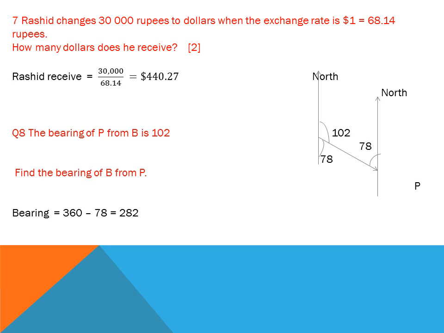Now you should find the bearing from Q. We start the bearing from north at Q, then move towards the line of P. So the bearing of P from Q is 360 minus 78 degrees, because the complete circle is 360 degrees, and the bearing is 282 degrees.